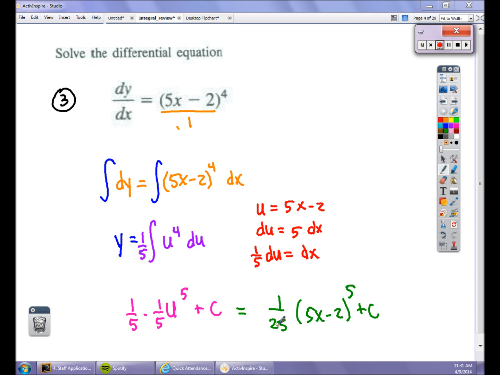5 times 1/25 is 1/5 times 5x minus 2 raised to the 4th. And then you have the chain rule. You're going to multiply by the derivative of everything in parentheses. The derivative of 5x minus 2 is 5. 5 times our 1/5 turns into the 1, and we've got it.